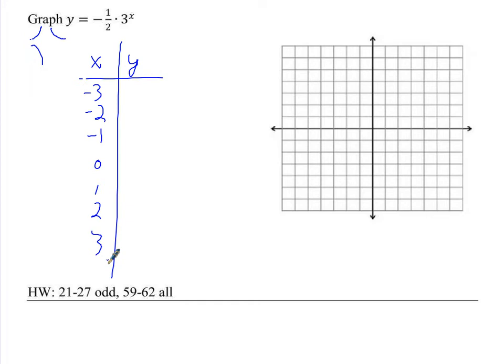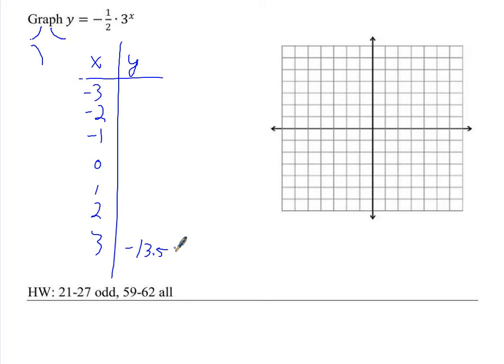Do you want to start with the hard numbers or the easy numbers? Start with the bottom. If I take 3 and I plug it in up here, I get 27. 3 to the third is 27. But then I got to multiply it times negative 1/2. Okay, negative 13.5. We are, after all, graphing, so the decimal there is okay. Negative 27/2 would be the exact answer.